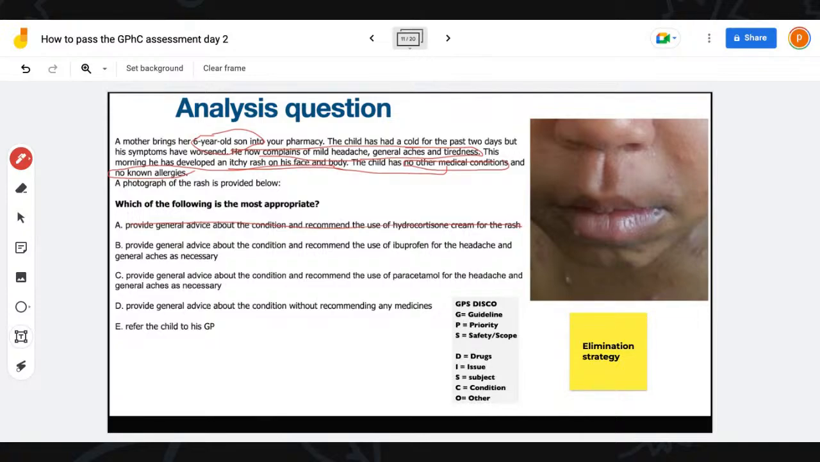All right, so you cannot use this, let alone on the face. So we're going to take that out because it's just not correct. Provide general advice about the condition and recommend the use of ibuprofen for the headache and general aches. Interesting. Could we do this? But we're going to cross that off because we know as well we cannot use ibuprofen on a rash on kids because ibuprofen only makes your rash worse.